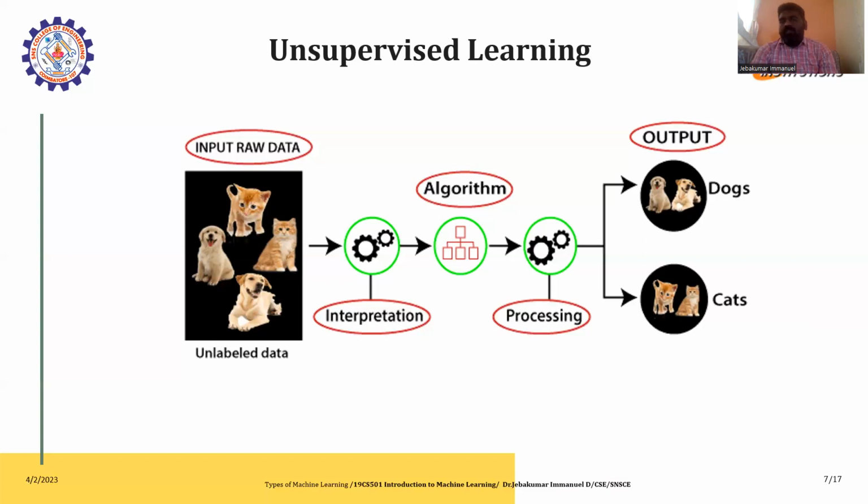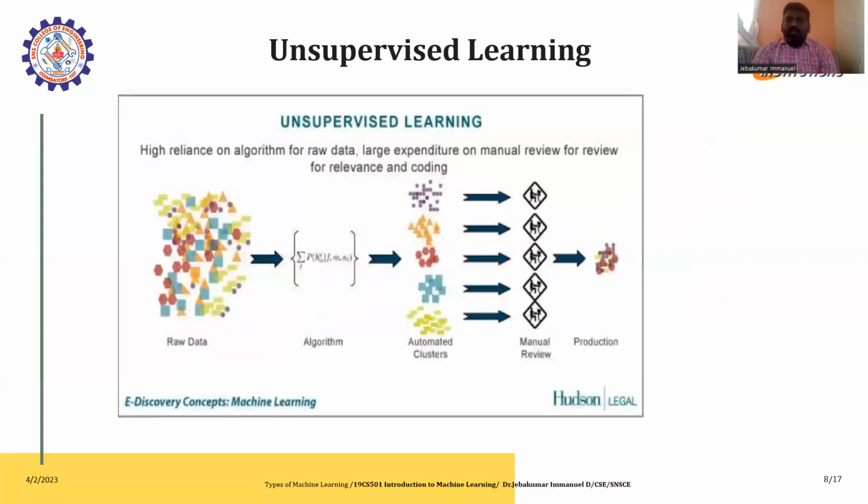So in this unsupervised learning algorithm, two different phases are used: one is interpretation, another is processing. The interpretation takes the input raw data. The processing takes the input of algorithmic or model-based outcomes. See, this is the simple working mechanism of unsupervised learning. The same thing is described in a different format.